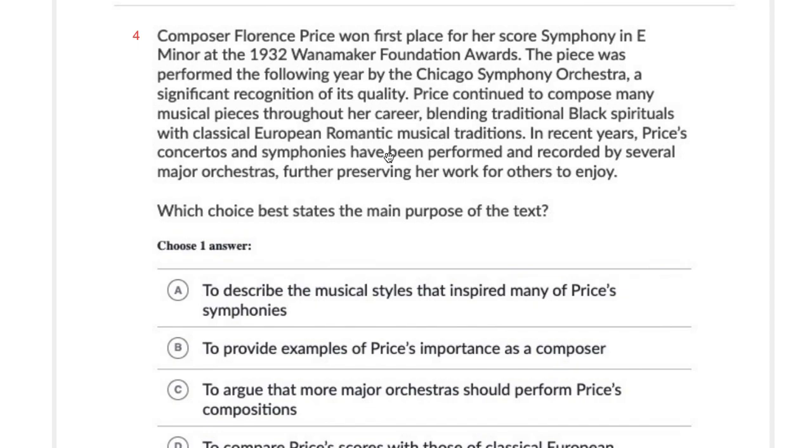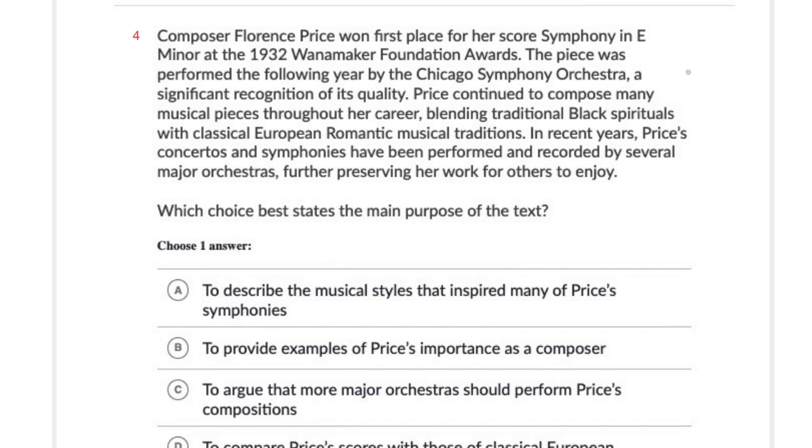4. Composer Florence Price won first prize for her score Symphony in E minor. At these awards, the piece was performed the following year by the Chicago Symphony Orchestra, a significant recognition of its quality. Price continued to compose many musical pieces throughout her career, blending traditional black spirituals with classical European romantic musical traditions. In recent years, Price's concertos and symphonies have been performed and recorded by several major orchestras, further preserving her work for others to enjoy.